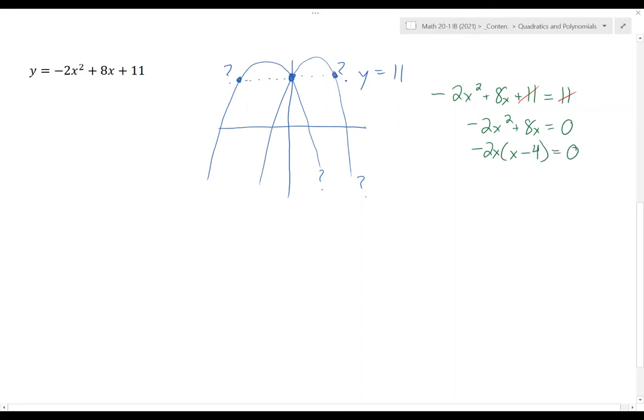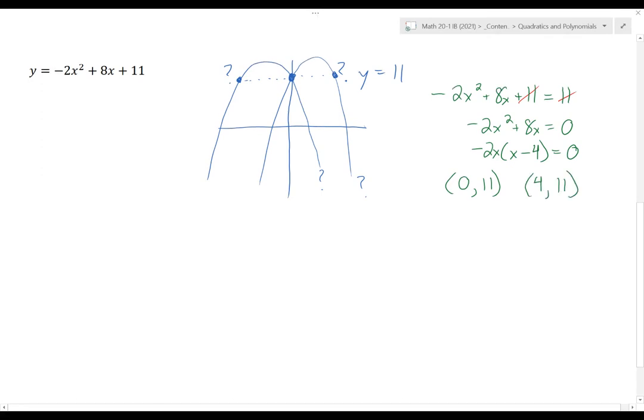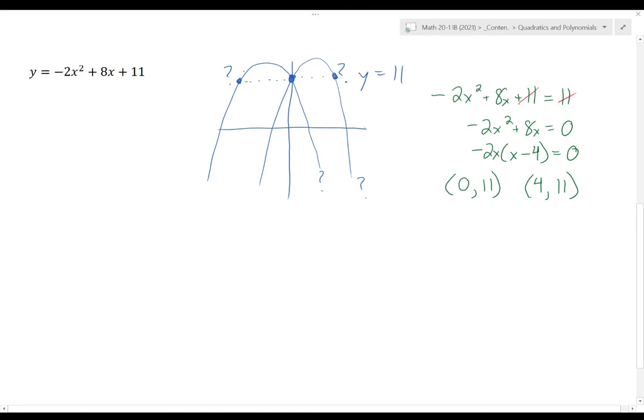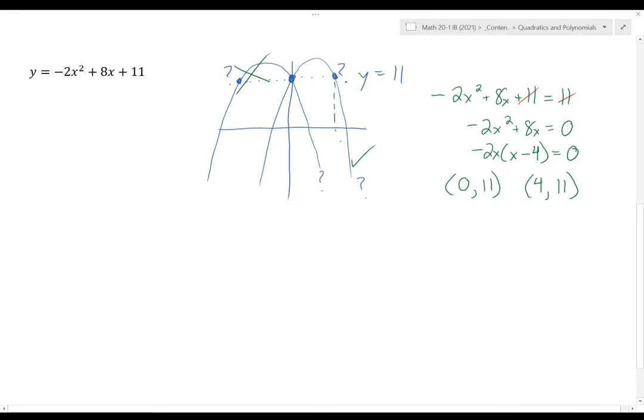So this means that those two x values, so I have the point (0, 11). I already knew I had that point. That's the y-intercept, no shock there. But I also have the point (4, 11). So the axis of symmetry, so that means it looks more like this second one that I drew. So this is the point (4, 11).